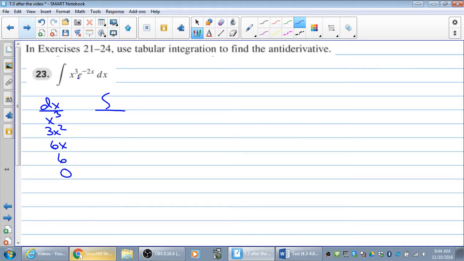The other one, we're going to take the integral of e to the negative 2x. We're going to keep taking the integral until we get down to even with that 0. The integral of e to the negative 2x is negative 1/2 e to the negative 2x. The integral of that is e to the negative 2x times 1/4, to get that 1/2 when we multiply by negative 2, which is the chain rule. So the next integral is e to the negative 2x times negative 1/8. And then finally, e to the negative 2x times 1/16.